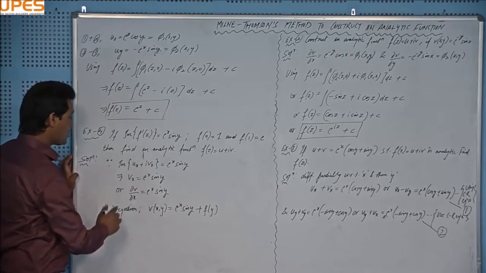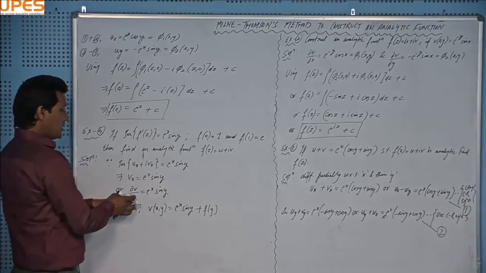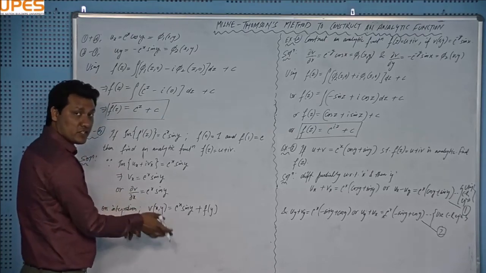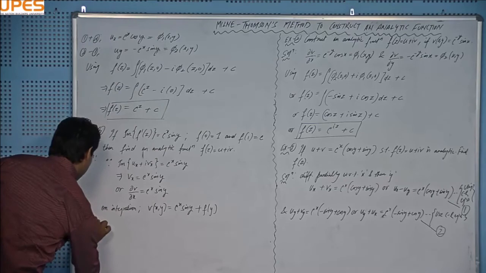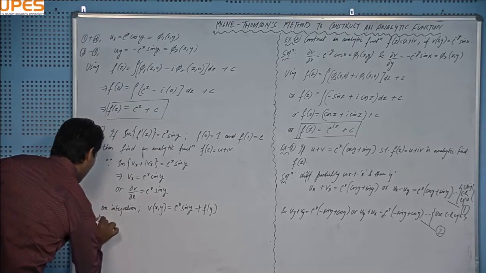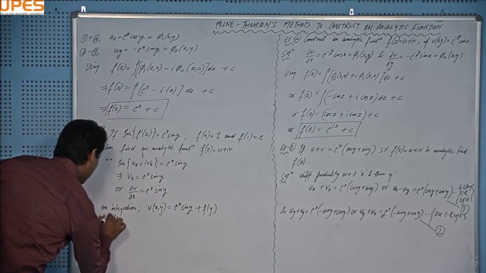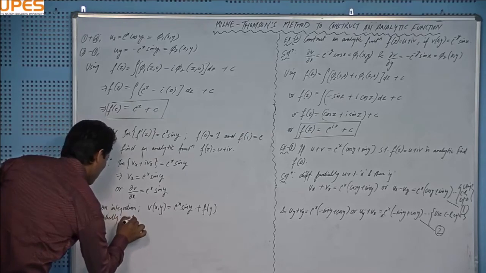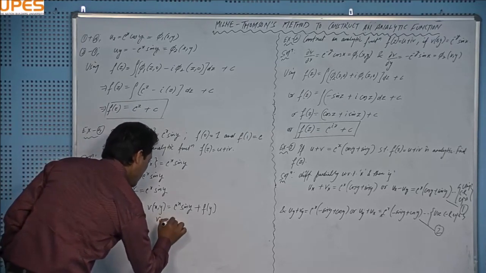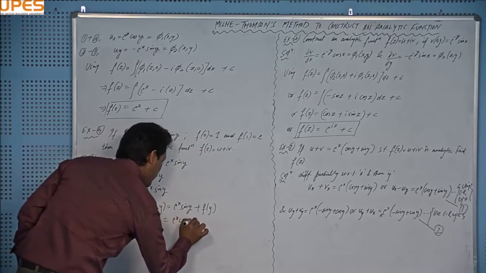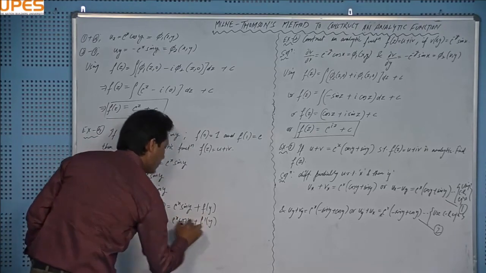So differentiating with respect to y. Note that I integrated it with respect to x, but I will differentiate it partially with respect to another variable y, and that will produce del v over del y equal to e to the power x cos y, plus this will be f dash of y.